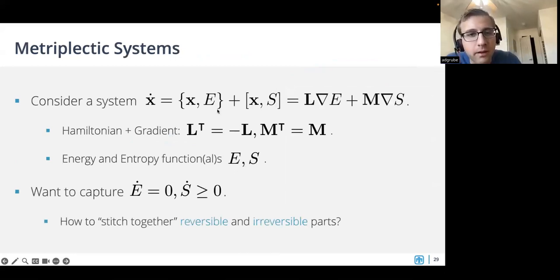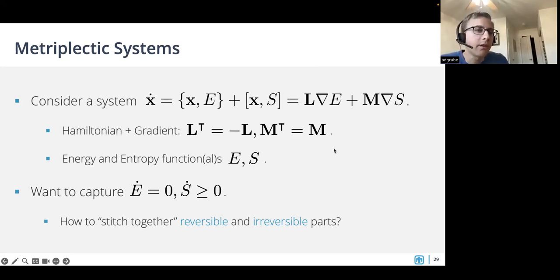So again, if I want to ignore brackets and just think about matrices, I can think of this as a skew symmetric matrix operator. I can think of this as a symmetric positive definite matrix operator, or actually it just has to be positive semi-definite. And so then these, of course, obey symmetry properties like you would expect. And like I said, what we want to capture are these thermodynamical laws. We want to capture energy conservation and entropy generation.